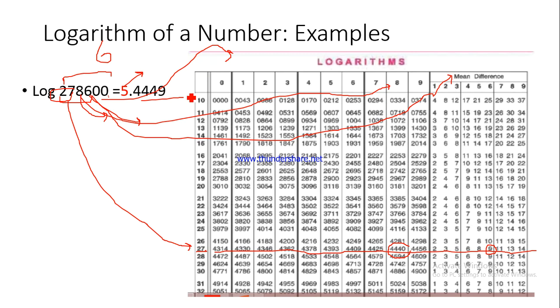Is this okay? So let me repeat that you only have to worry about the first 4 digits. The first 2 digits will tell you which particular row to look at, and the third and the fourth digits will tell you which particular column and which particular mean difference to look at. Is this fine? And this way you will get 4449. And since the characteristic already you have written it here 5, the log value would be 5.4449.